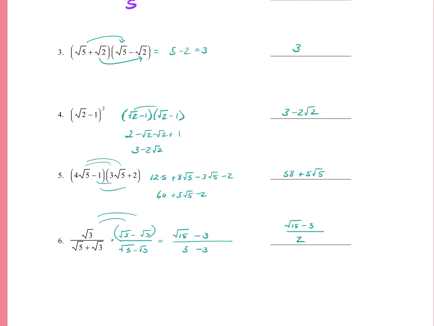4, be very careful there. Remember, that does not mean distribute my squared power. That means take this parentheses and duplicate it and then FOIL it out. You should have gotten 3 minus 2 root 2. 5, you're FOILing again. You should get 5/8 plus 5 root 5. And then 6 begins the rationalization. So you have to multiply both the top and the bottom by the opposite of the bottom. So square root 5 minus square root 3.